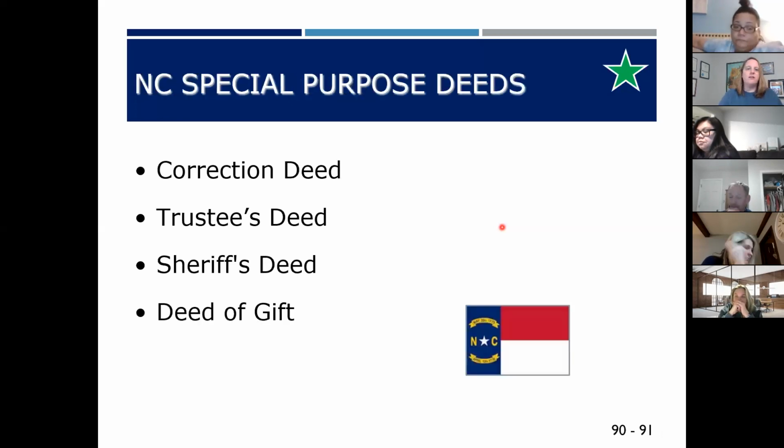Pages 90 to 91, some other special purpose deeds in North Carolina. I suggest you look through them all. I just pulled a few out. The correction deed could also be used to correct a misspelled name, correct an address. Which one are they going to use? It's just up to the attorney, the mood that they're in that day. So correction deed could be another way. The trustee's deed: remember in unit 2, we talked about the trust, and the trustee was managing the affairs of the trust. They would use the trustee's deed if they were conveying that.